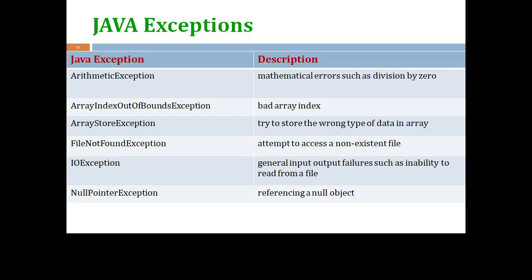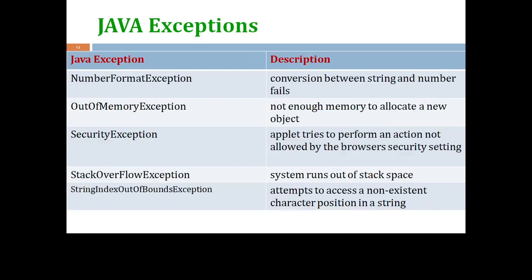Array store exception is there. File not found exception is there. IO exception is there. Null pointer exception is there. And similarly, number format exception: when trying to convert a string to a number, if it contains only digits, then it can be converted to a number. If it contains any characters, that cannot be converted to a number.